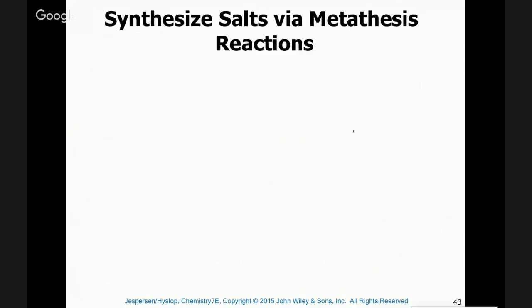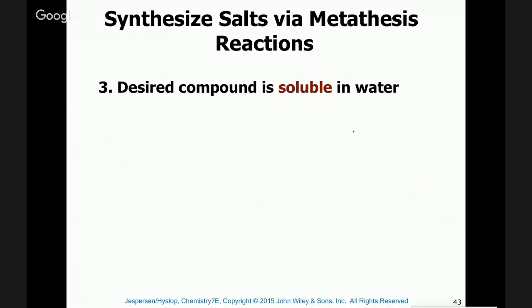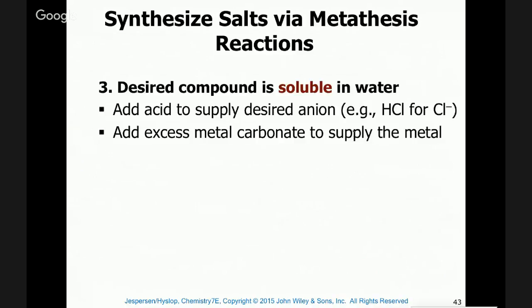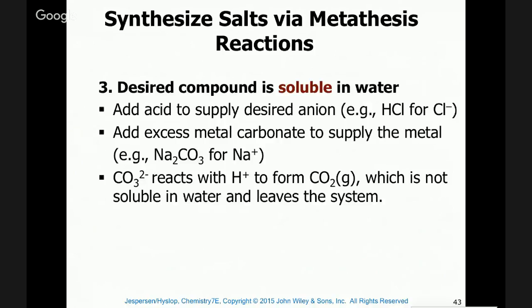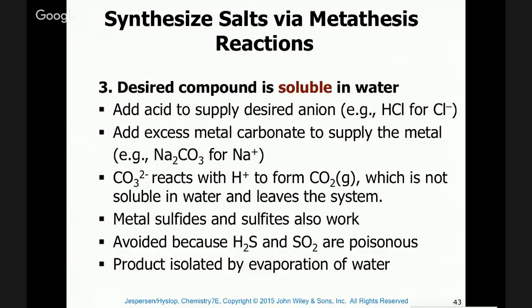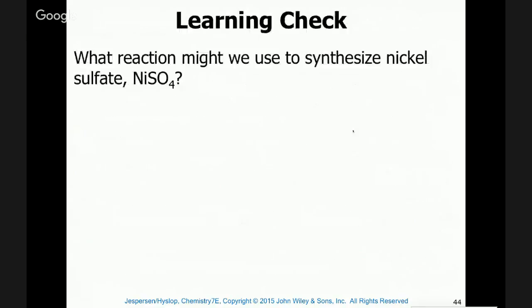So we are synthesizing salts via our double replacement metathesis reaction. If the desired compound is soluble in water, add acid to supply the desired anion, and add excess metal carbonate to supply the metal. The carbonate reacts with hydrogen to form carbon dioxide, which is not soluble in water and leaves the system. Metal sulfides and sulfites also work, but are avoided because H2S and SO2 are poisonous. The product is isolated by evaporation of water.